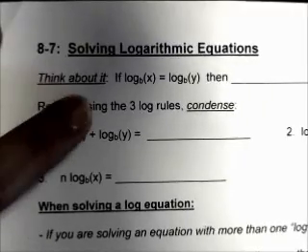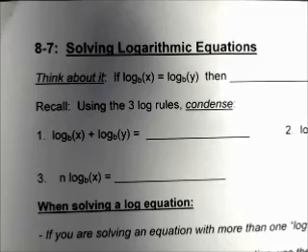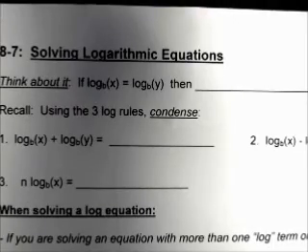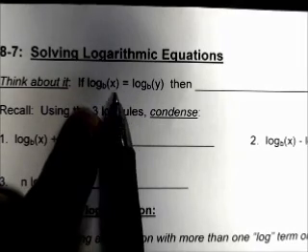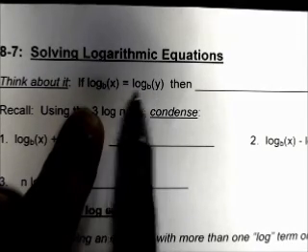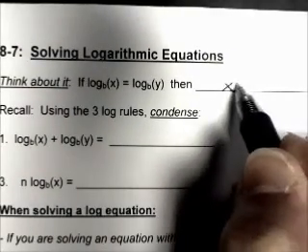Let's think about this. If we have log base b of x is equal to log base b of y, then what do you think is true? All right, same bases. So x and y are also known as arguments. So these arguments must be equal. So x must equal y.